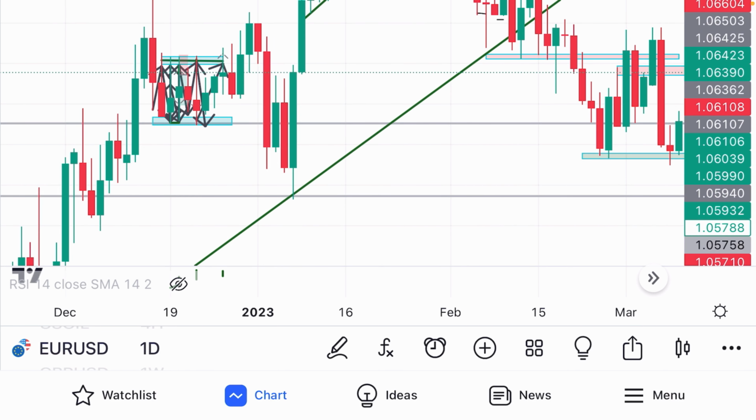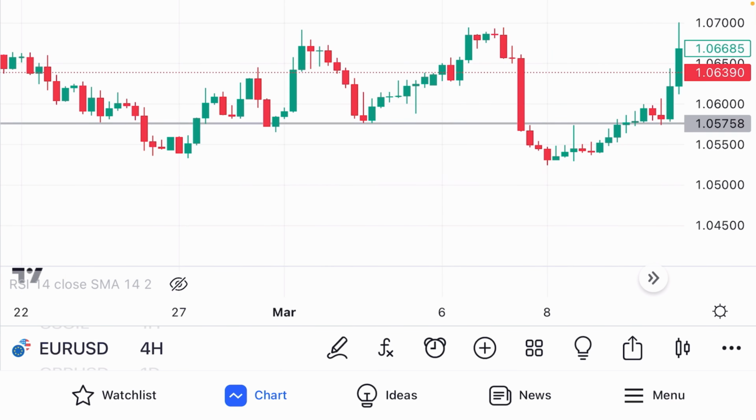For those of you guys that don't know double bottoms, a double bottom is a reversal pattern that indicates a change in the trend. So we know that we are going to have a change in the trend. If we have a double bottom, obviously our bias will be a bullish bias.